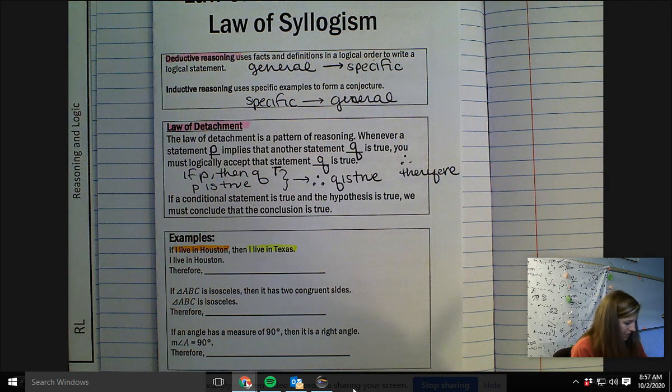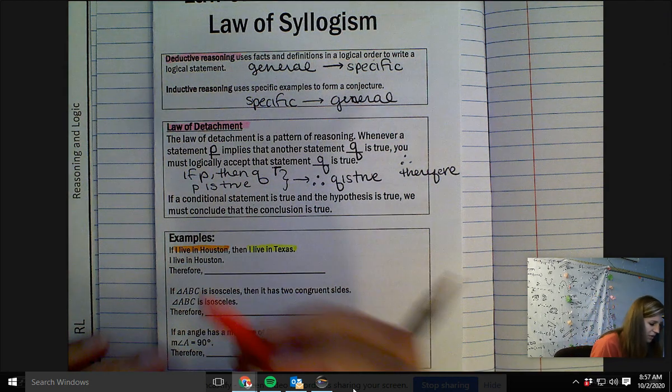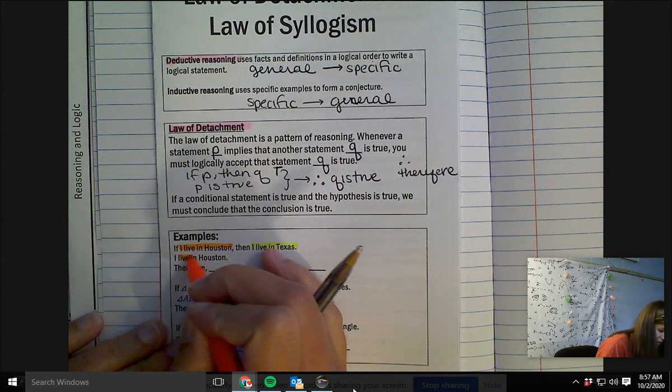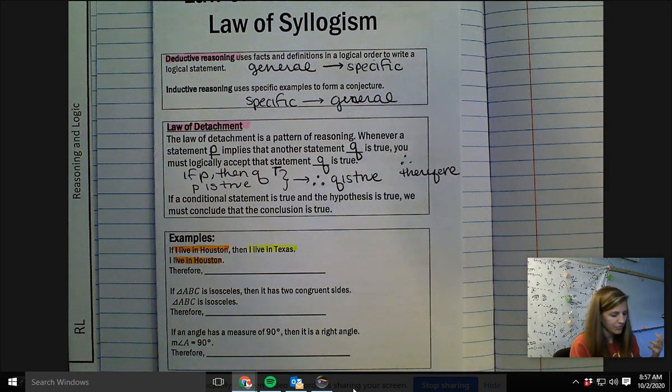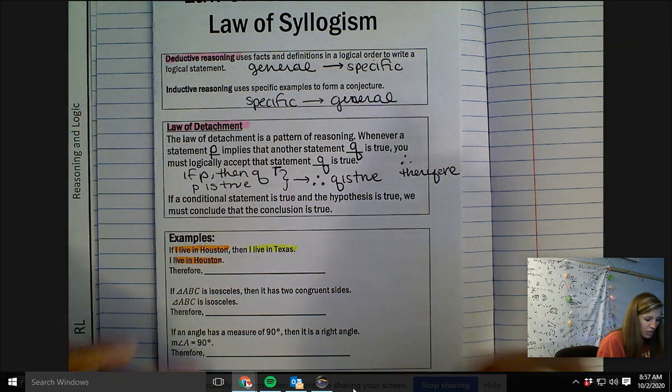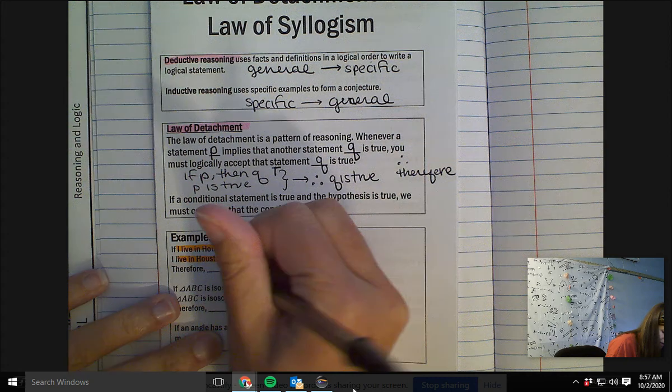Houston is in Texas. You also then say that you do live in Houston. So it's true to say that if you live in Houston, then you do live in Texas. I live in Houston. Therefore, I can conclude that I live in Texas.